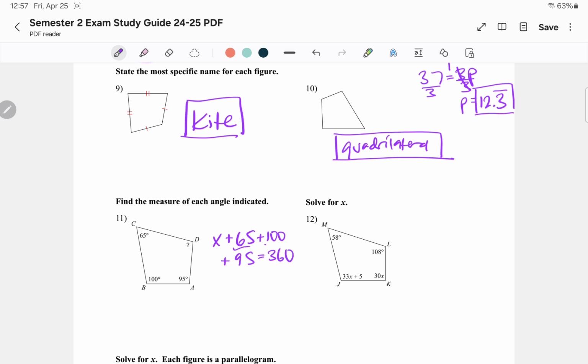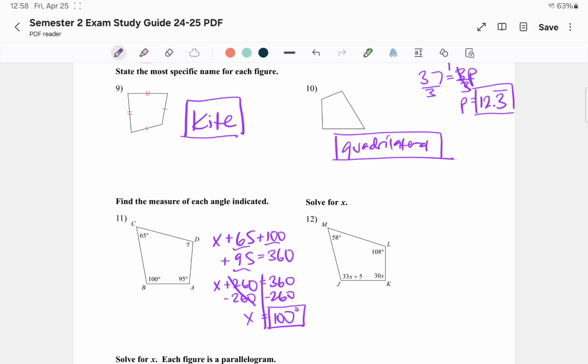Now we're going to combine like terms, so we add 65 plus 100 plus 95. We could probably do some mental math here, but that would be 260. So x plus 260 is equal to 360. Once I combine like terms, I just subtract to get x by itself, and x is 100 degrees. Or you could just use your calculator, start with 360, do minus 65 minus 100 minus 95, and you're going to get 100 still.